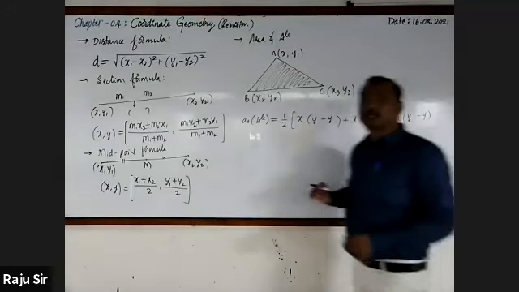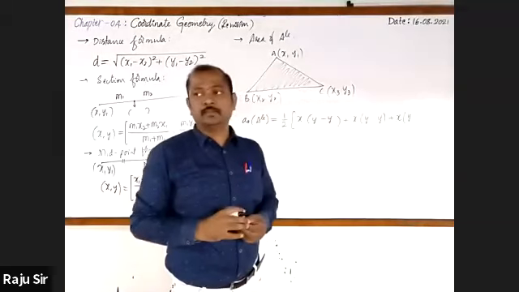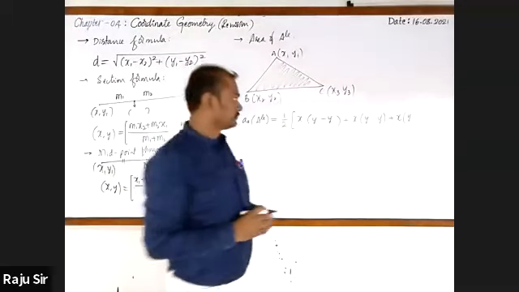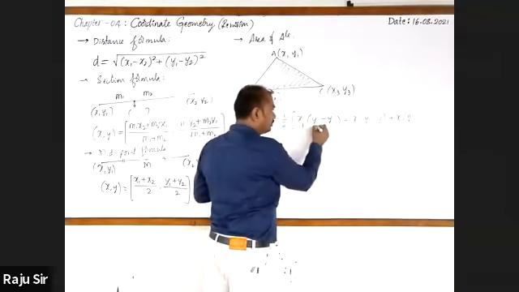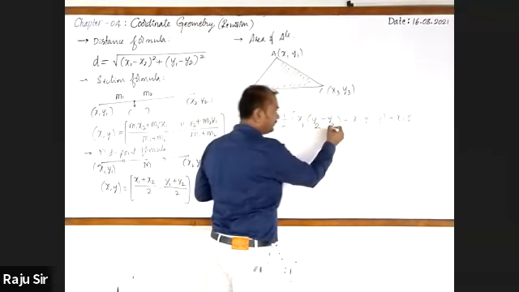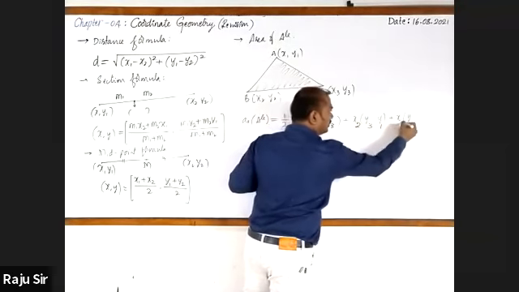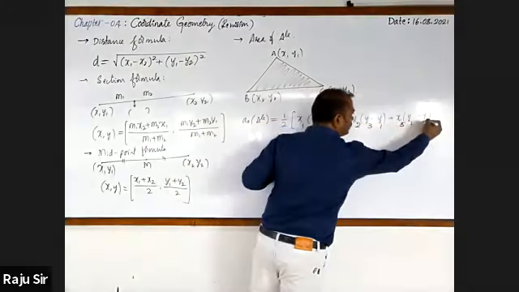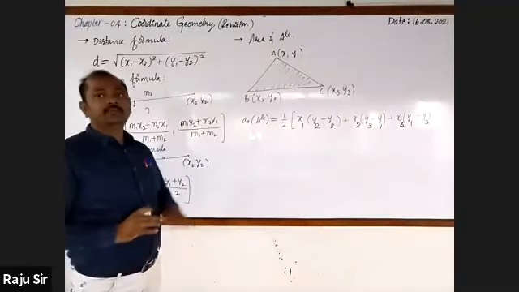Then you will go for using the circular numbers, which are also called cyclic numbers. What are those cyclic numbers here? 1, 2, 3. 2, 3, 1. 3, 1, 2. This is the formula used to find out the area of a triangle.